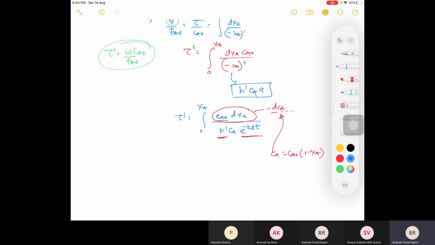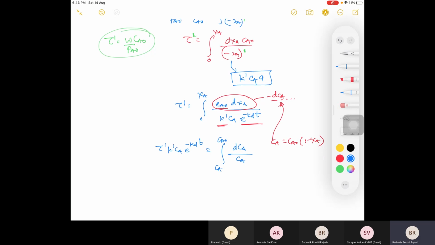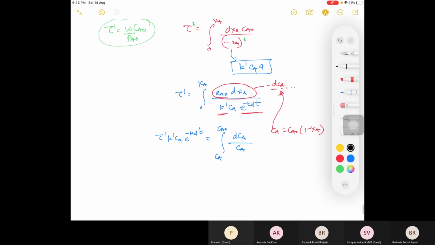Then I'm writing the equation: tau dash K dash Ca e power minus of kd into t, and here it is integration of dca divided by Ca, and the limit will be from Ca to Ca naught because I took the minus sign. So it will be ln of Ca naught upon Ca, right? Please check.